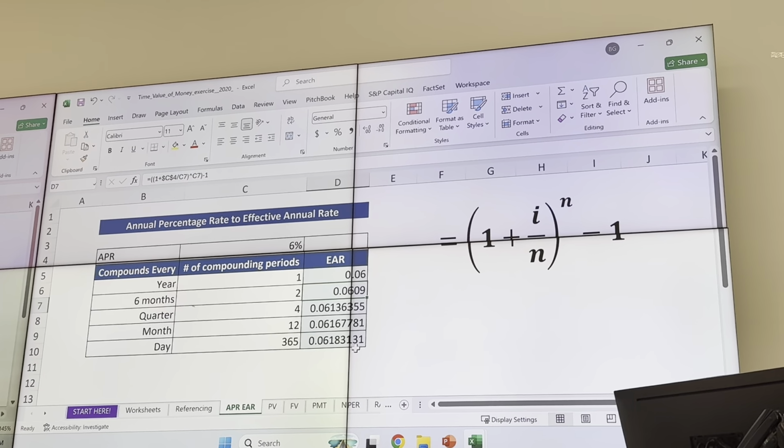So if you're saving, the more compounding, the more interest you would earn. If you are borrowing and more compounding is happening, that means you are going to pay more. Okay? So if you're saving, you earn more for more compounding. But if you're taking a loan, for more compounding, you're paying more to the bank, or the financial institution. Any question with this formula?